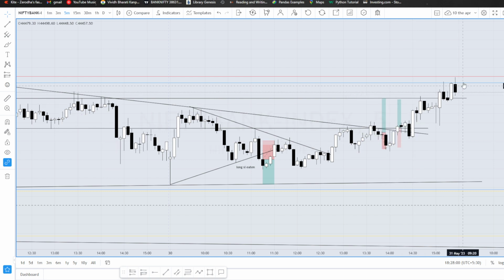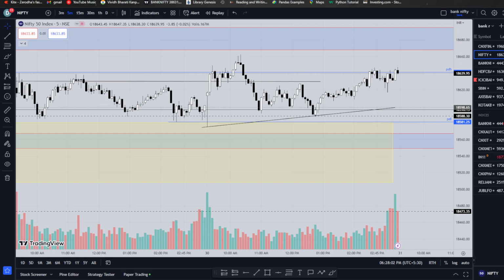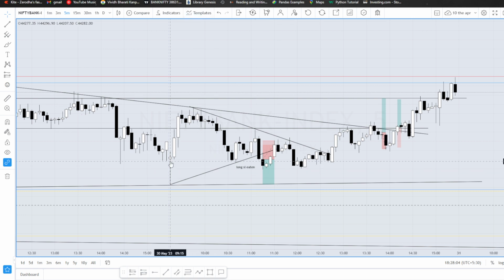So this was the best trade of the day, and this was one missed trade in the opening. It was a missed trade, but it's fine. This was also one small mistake.